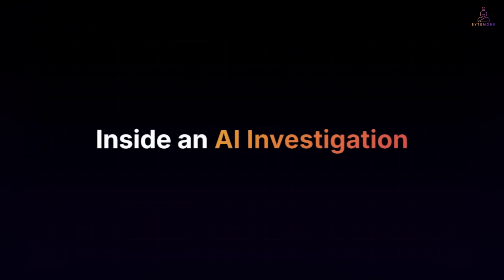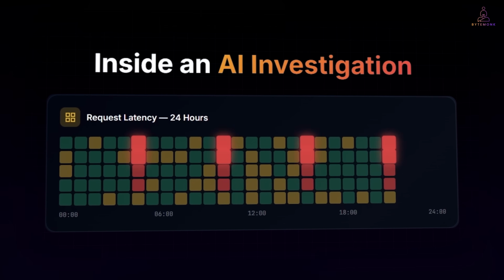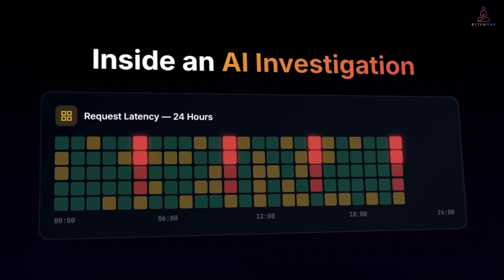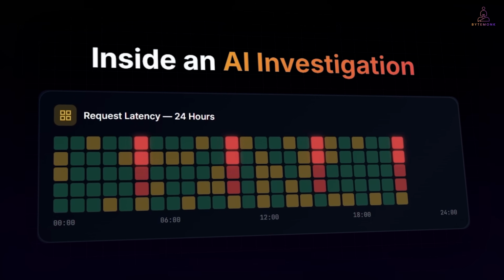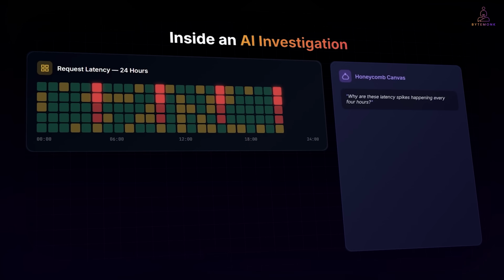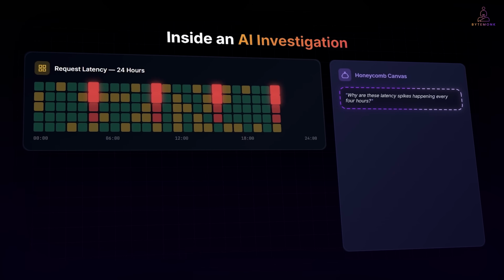Let me walk you through what an actual AI investigation looks like. Picture a heat map showing request latency over 24 hours. There are spikes that happen roughly every 4 hours. In a traditional workflow, you would start clicking around, forming hypotheses, manually running queries. With Honeycomb's Canvas, their AI-powered investigation workspace, you can just ask, why are these latency spikes happening every 4 hours?